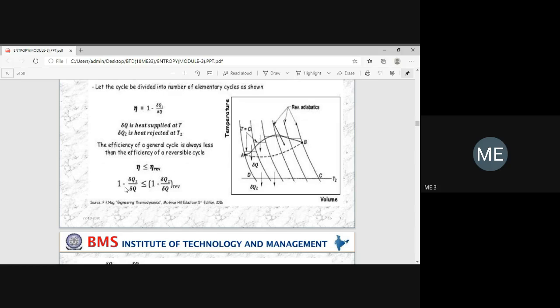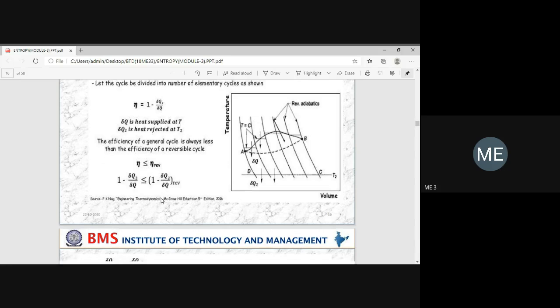Now we write the expression for the efficiency of a general cycle as 1 minus dq2 divided by dq is less than or equal to 1 minus dq2 divided by dq reversible. Don't show reversible in the left hand side term because it is a general cycle, but on the right hand side we have the reversible cycle.